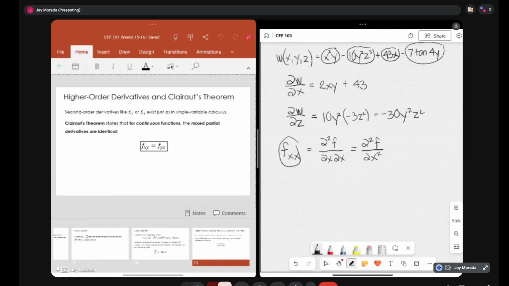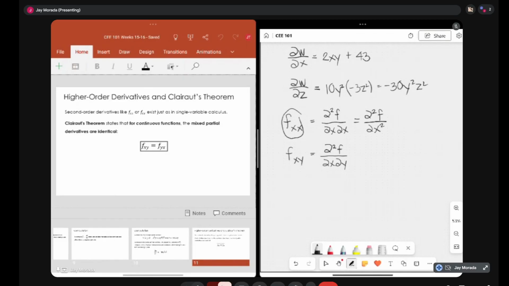Now, what about the mixed partial derivatives, f sub x y rather? It is the second partial derivative of f with respect to partial x, partial y. You have to differentiate with respect to x and then differentiate with respect to y. Now, does the order matter? Since we can also differentiate with respect to y first and then x. That is f partial y partial x.